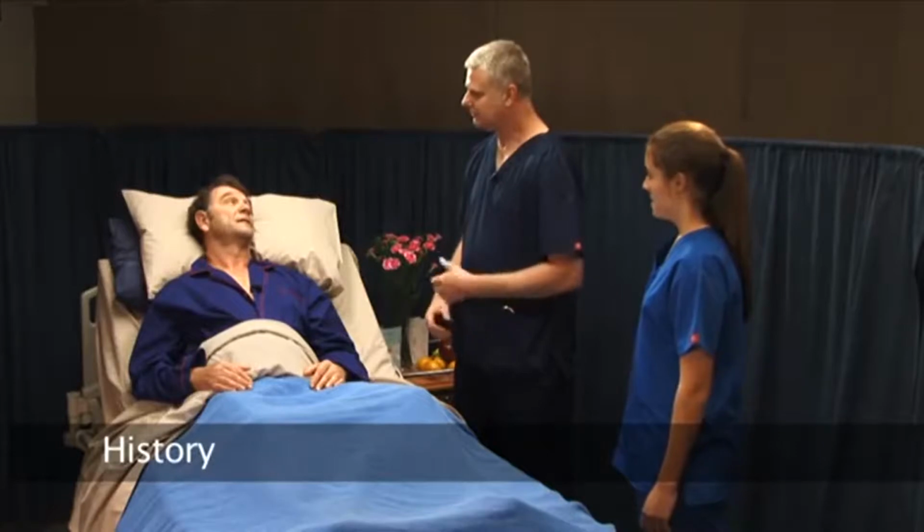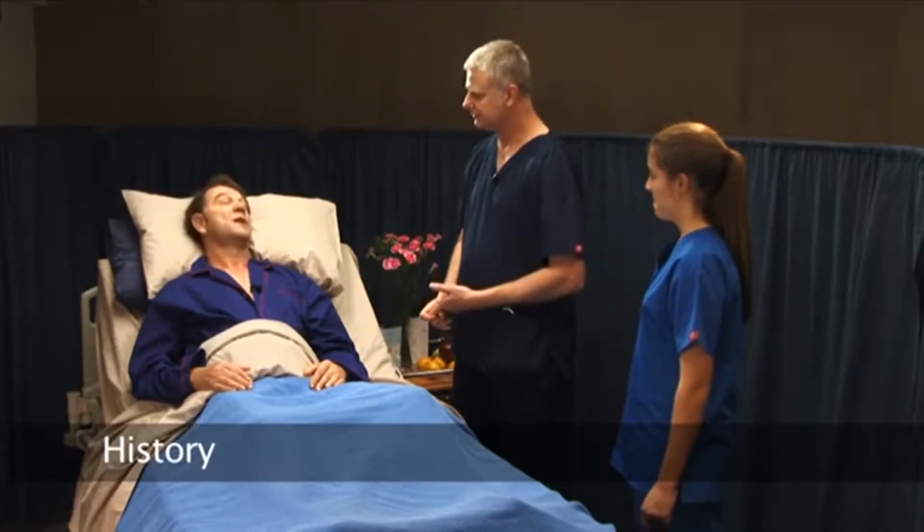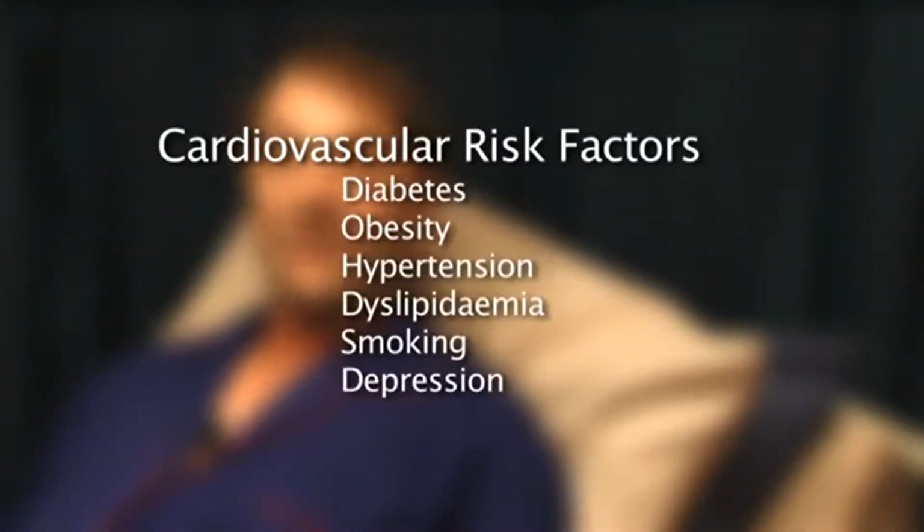Find out how old they are and if there is a family history of heart disease. Get a clear picture of the patient's cardiovascular risk factors. These include diabetes, obesity, hypertension, dyslipidemia, smoking and depression.